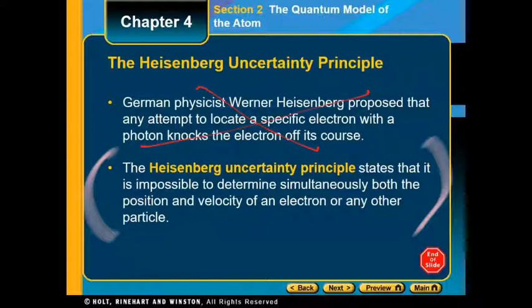So we're going to talk about the electron. De Broglie says electrons actually travel in a wave-like pattern. Heisenberg is saying you can't know the position and speed or velocity of an electron at the same time. Electrons travel at nearly the speed of light.